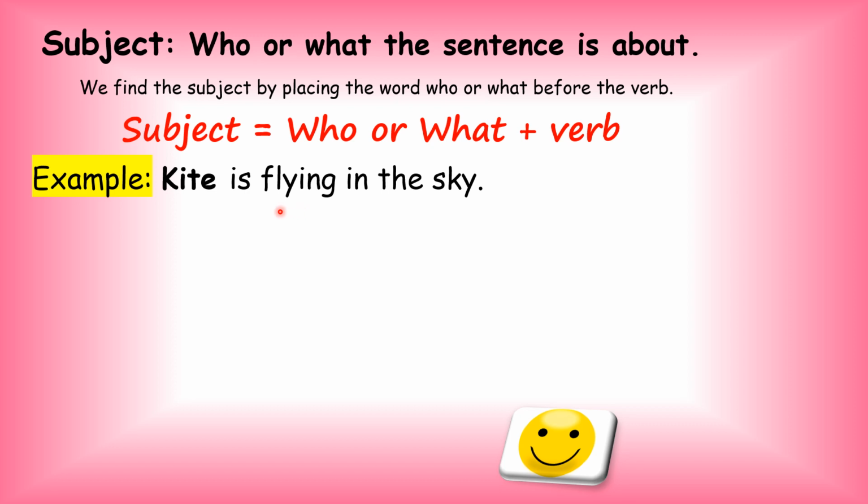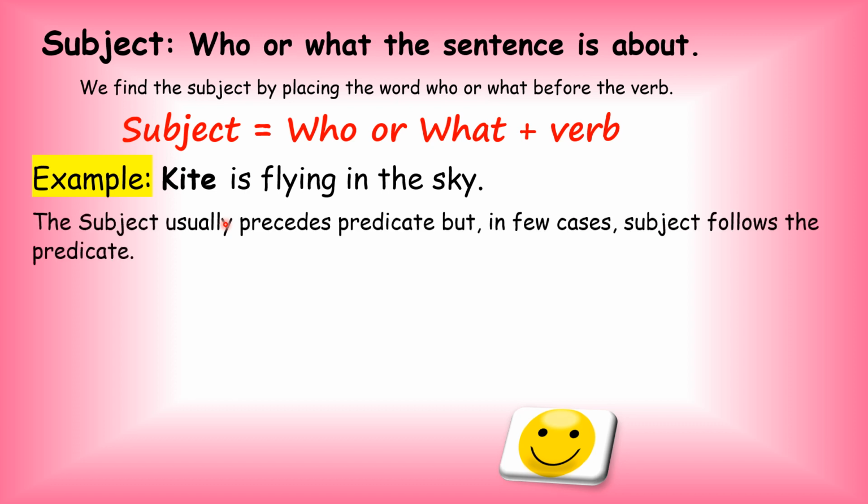Is it clear, children? So, we have to place what before is. So, our question will be, what is flying in the sky? Kite is flying in the sky. That means we are talking about kite. So, kite is a thing in the sentence which is our subject. Is it clear, children?